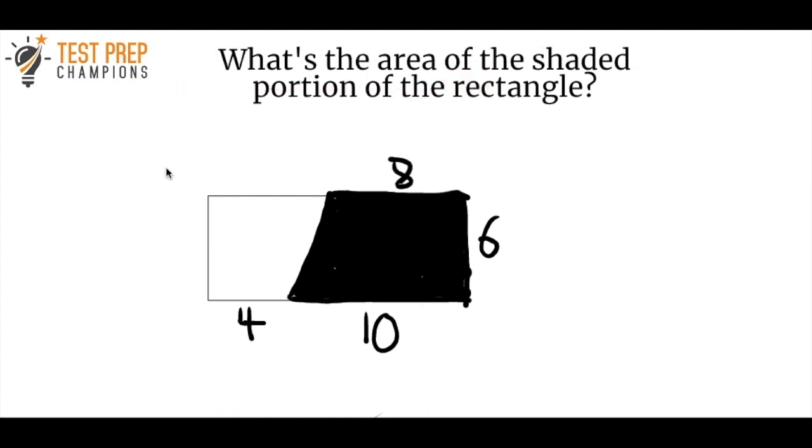What's the area of the shaded portion of the rectangle? Let me just point out what we're doing here, because my drawing skills aren't perfect. Basically, this shape here is the rectangle. We see the outline of the rectangle, and then the shaded portion is what we want to figure out.